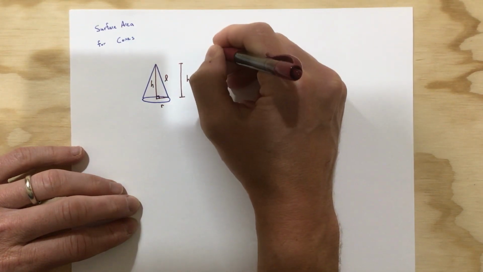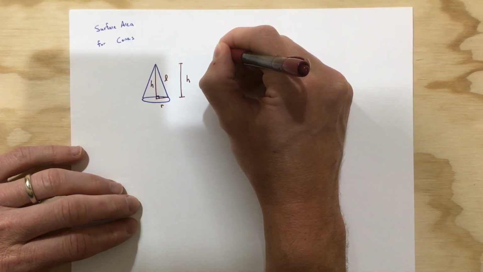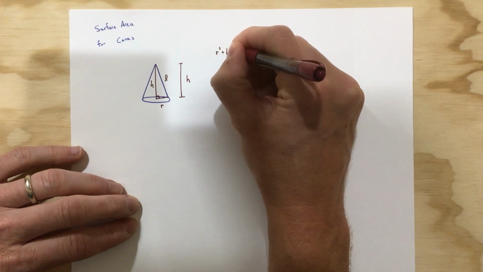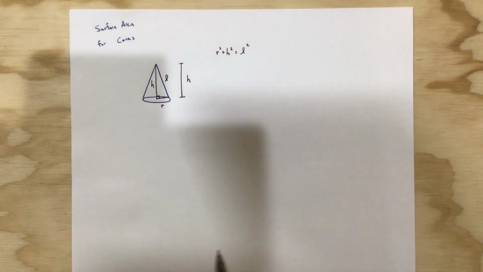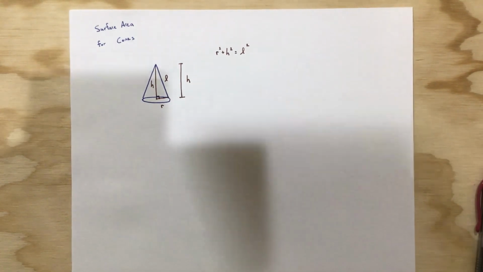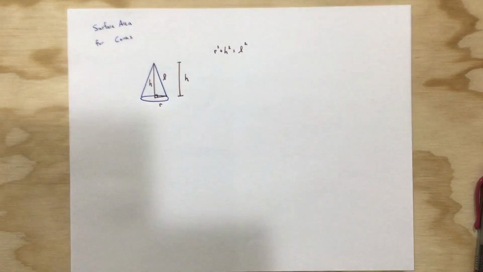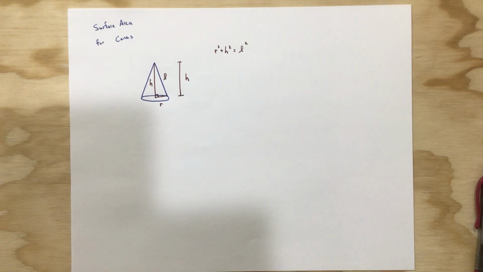And so those three things are related in that r squared plus h squared does in fact equal L squared. And so there is a relationship between the slant height, the radius, and the height of the cone.